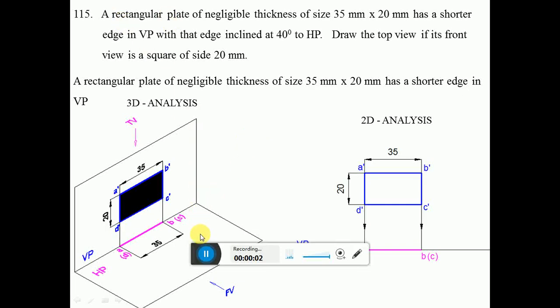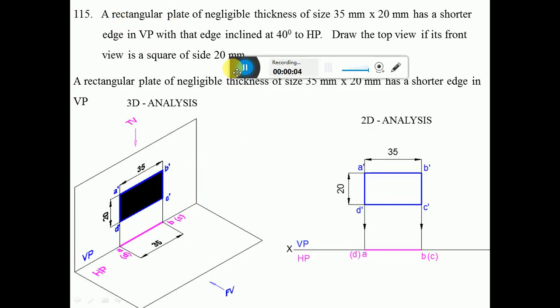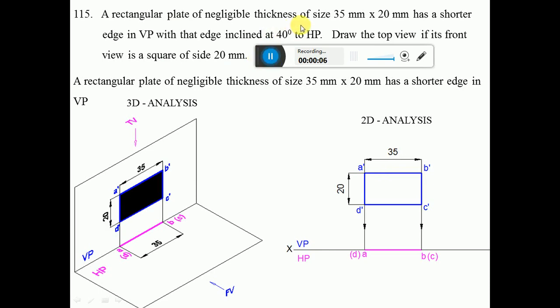A rectangular plate of negligible thickness, 30 of size 35 mm by 20 mm, has a shorter edge in VP with that edge inclined at 40 degrees to HP. Draw the top view if its front view is a square of 20 mm side.